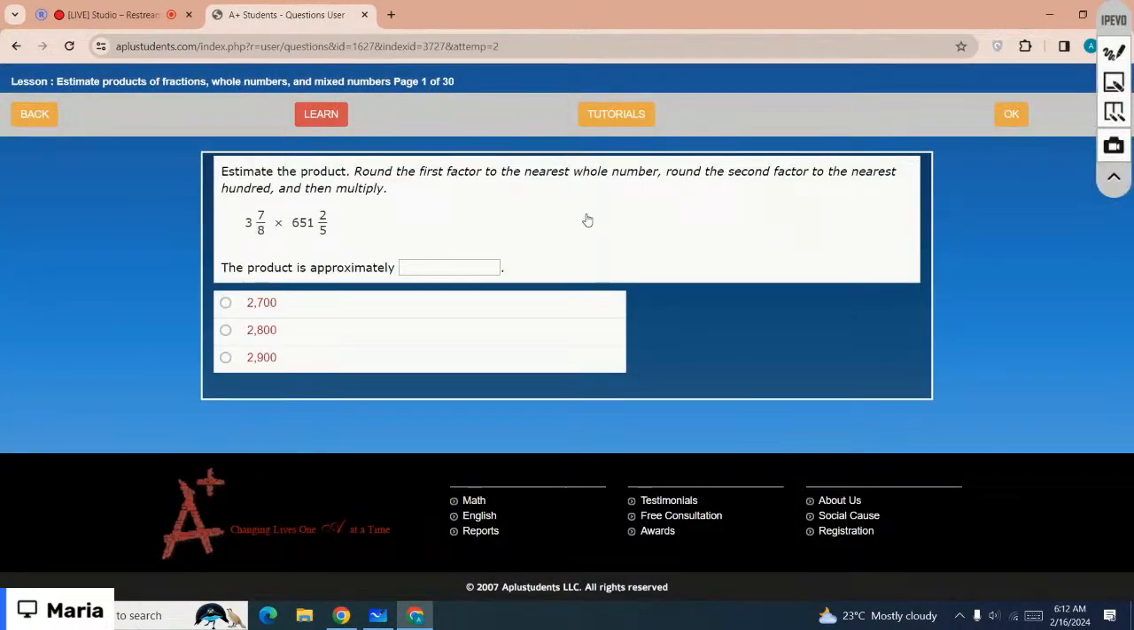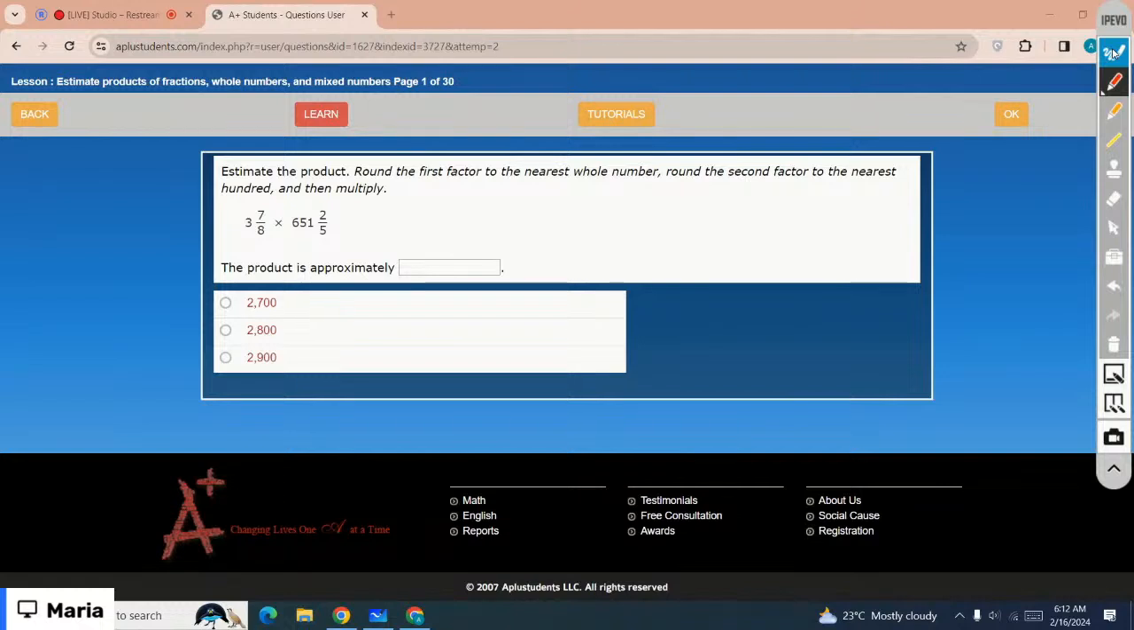Okay, the first one is 3 whole 7 over 8 times 651 whole 2 over 5. You have to estimate them, right? First, just look at the first fraction, 3 whole 7 over 8. Look at the fractional part, 7 over 8. That means most of the portions are colored. 7 out of 8 are colored. That is greater than 1 over 2. So you can round off this 3 whole 7 over 8 to 4, right?